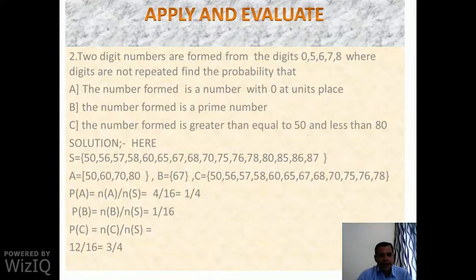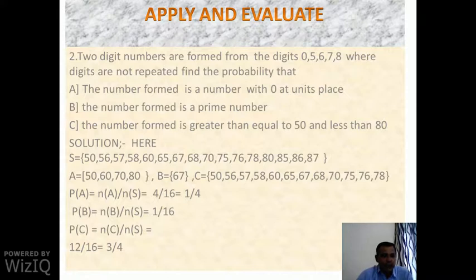Event A consists of the numbers with 0 at the units place: 50, 60, 70 and 80. The second event, that is B, consists only of prime numbers, so only one prime number is there and it is 67. And the third event, C: the number should be greater than or equal to 50, so it should start from 50 but less than 80, so will end at 78, and they will consist of 12 numbers.